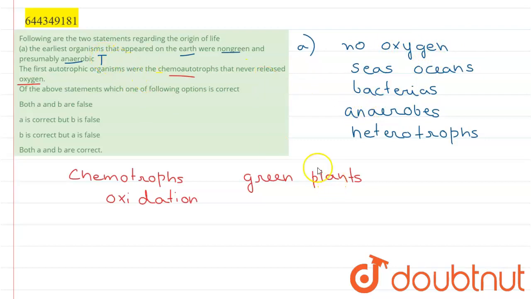The green plants appeared very late when the earth's atmosphere was more stabilized, and the first autotrophic organisms, which could synthesize their own food, never released oxygen; they were chemotrophs. So this is also a true statement. Thus both A and B are correct, both the statements are correct, and this is the right option for this question.